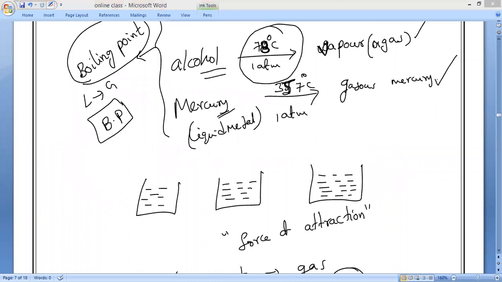Liquid to gas. Okay. In tomorrow's class we are going to study the reverse process, that is gas to liquid change, which we call condensation. Understand, everyone? And liquid to solid we call freezing. Both processes we will study in tomorrow's class. Is it okay, everybody?